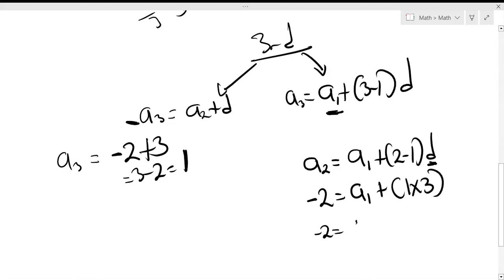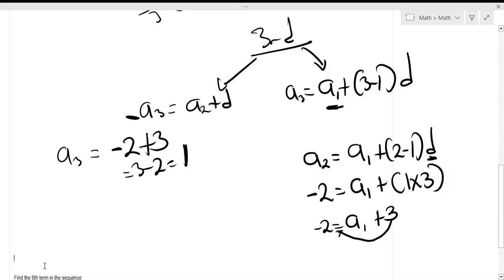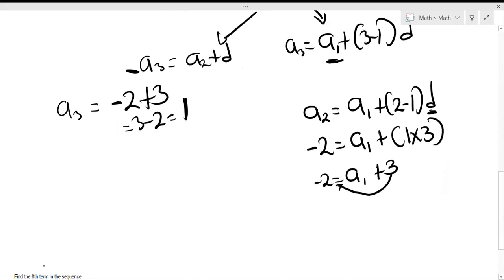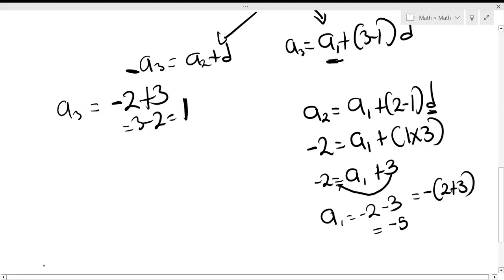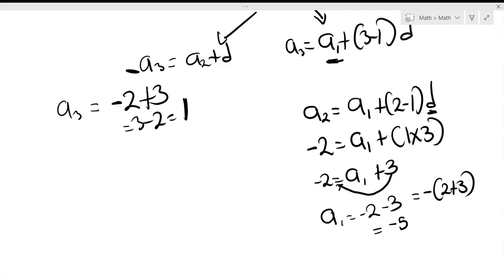Minus 2 is equal to a1 plus 3. We want a1 to be on just one side, so we can bring this 3 here. It becomes minus 3. So a1 will be equal to minus 2 minus 3, that's equal to minus 5. You can also do something like this: minus the same thing, 2 plus 3 is 5, put your minus back. So your a1 is minus 5, so let's input it back here.